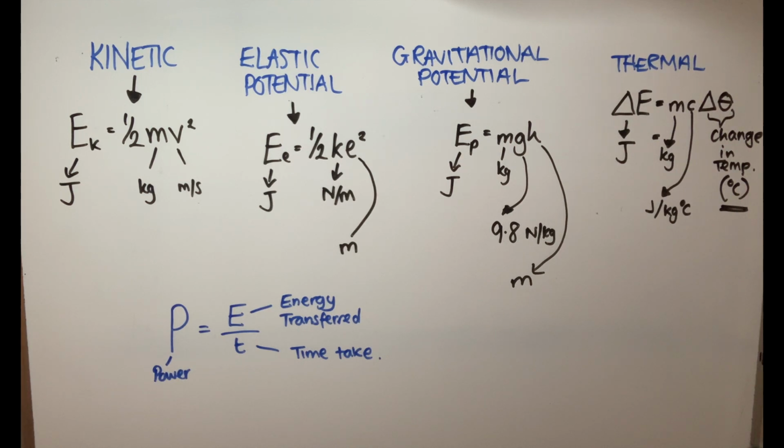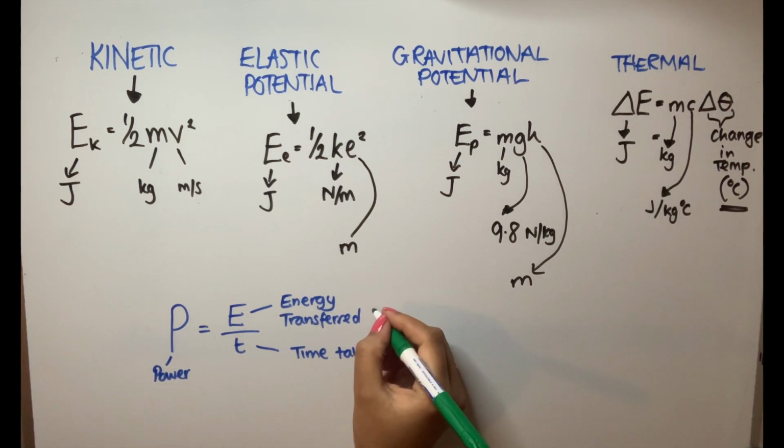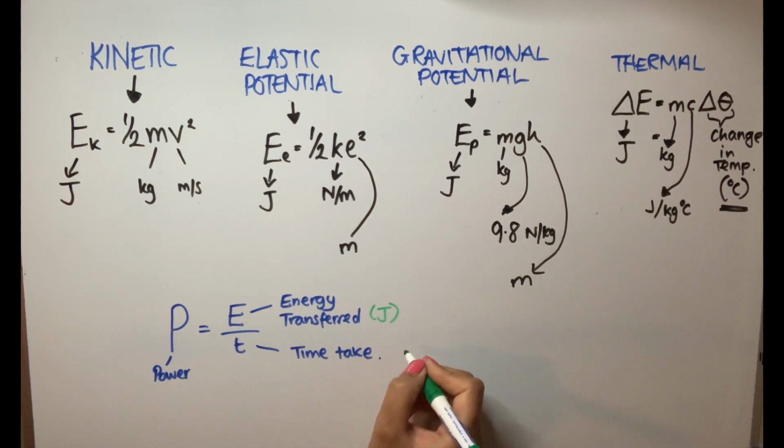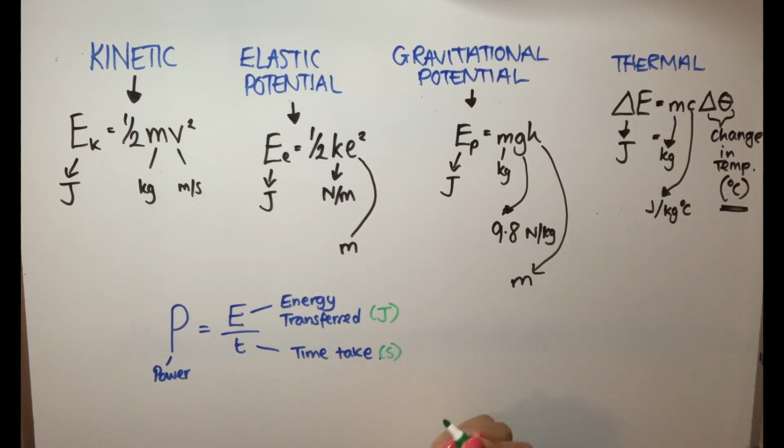So energy transferred would be measured in joules, because it's a form of energy. Time taken is measured in seconds, and power is measured in watts, so a W for watts. Now 1 watt of energy is 1 joule of energy transferred per second.